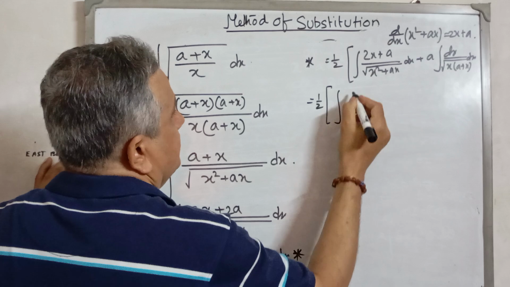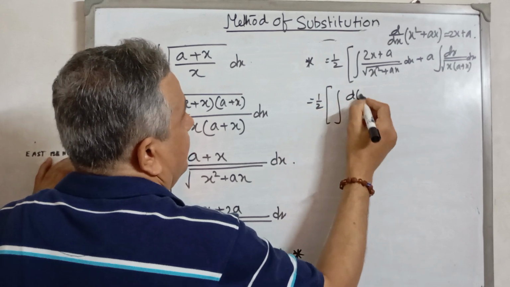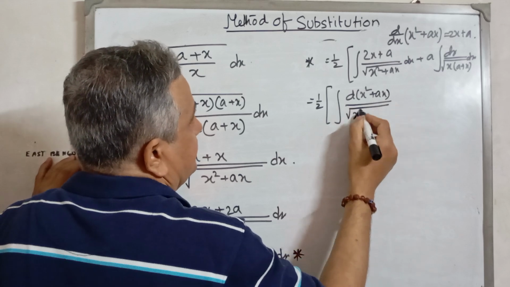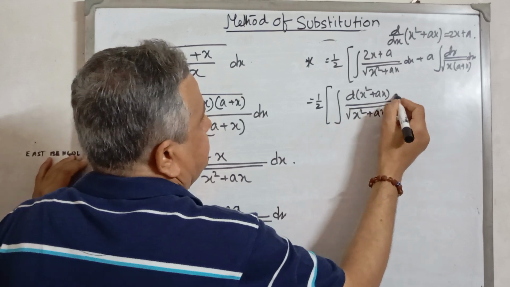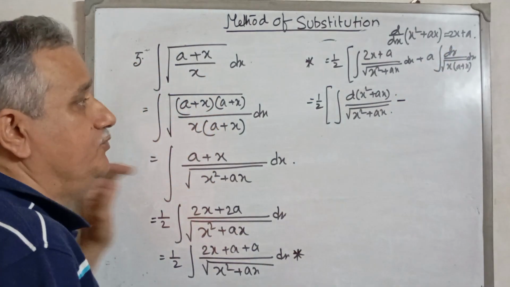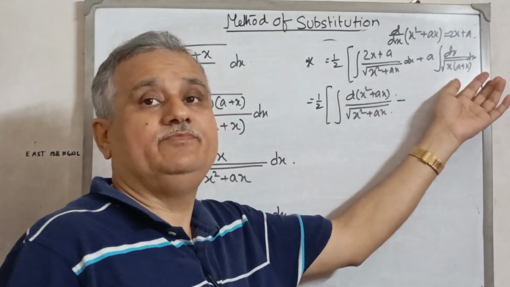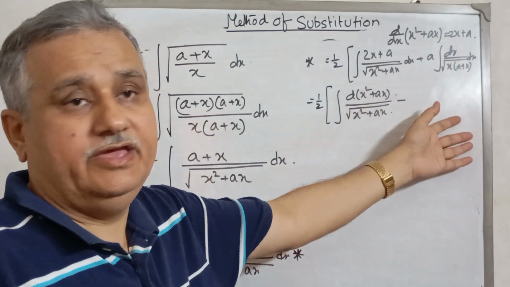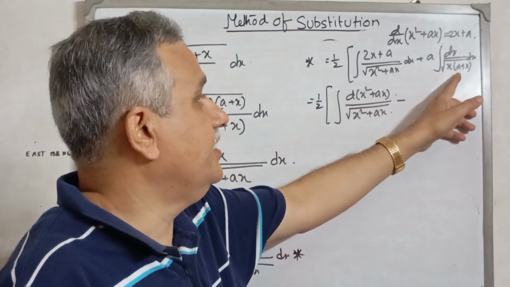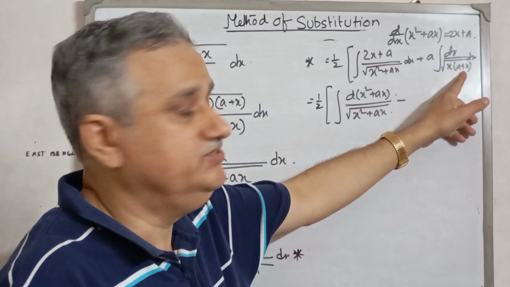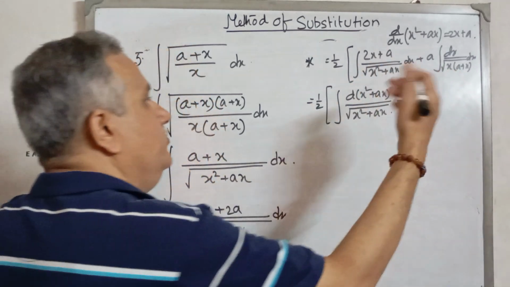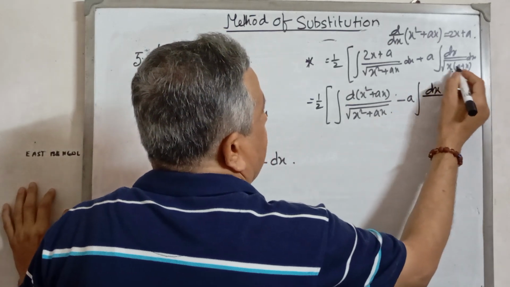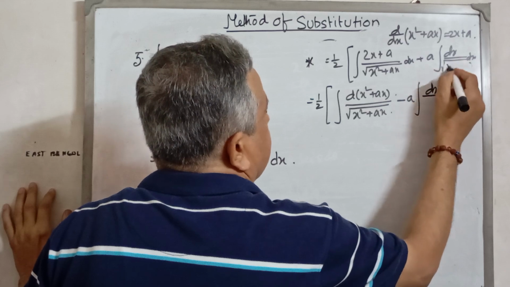This becomes integration d of x square plus ax by root over x square plus ax, and in this part we can put a plus x equal to z square, or x equal to z square. We can do it in another method also, taking the half whole square form. This is x square plus ax.